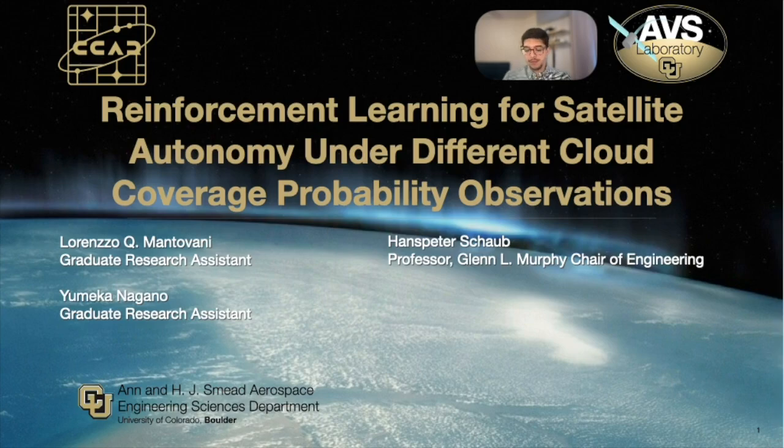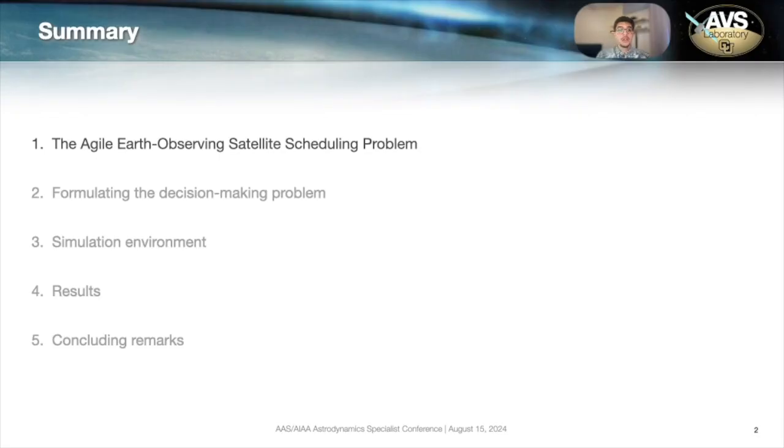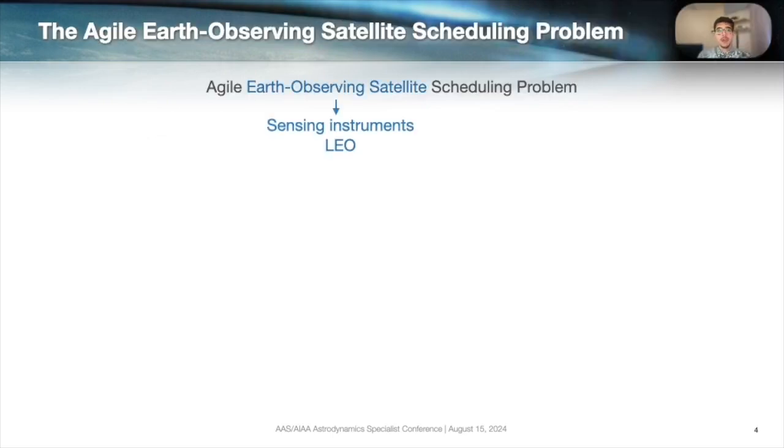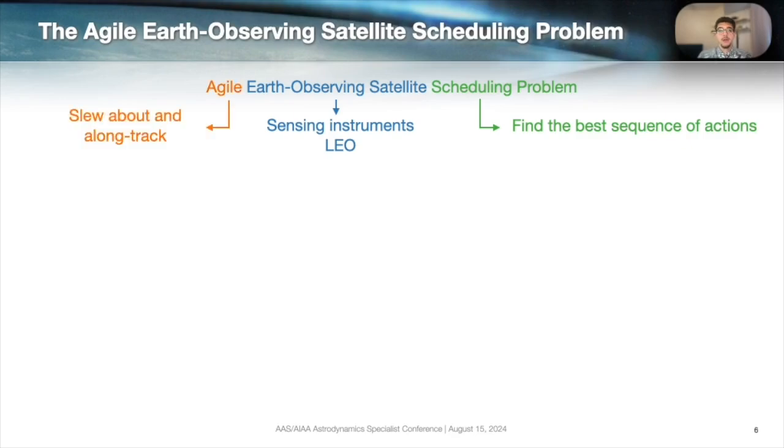Quoting the title: Reinforcement Learning for Satellite Autonomy under Different Cloud Coverage Probability Observations. First, I'll talk about the Agile Earth Observing Satellite Scheduling problem, and we can break it down into some parts. An Earth Observing Satellite is a satellite, in this case in low Earth orbit, with some sensing instruments. The scheduling problem is finding the best sequence of actions to fulfill our goals while considering the system's constraints, while Agile means a satellite that can maneuver about and along track.